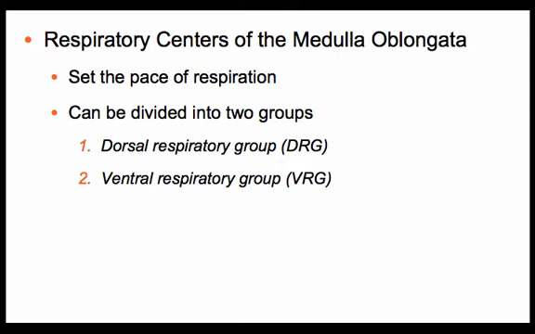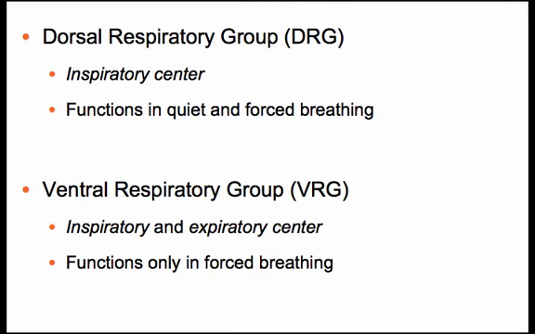There are 2 centers in the medulla oblongata, the dorsal respiratory group and the ventral respiratory group. The dorsal respiratory group is the inspiratory center and functions in quiet and forced breathing. This center must be functioning in order for breathing to be performed naturally. The ventral respiratory group is both an inspiratory and expiratory center and functions only in forced breathing.